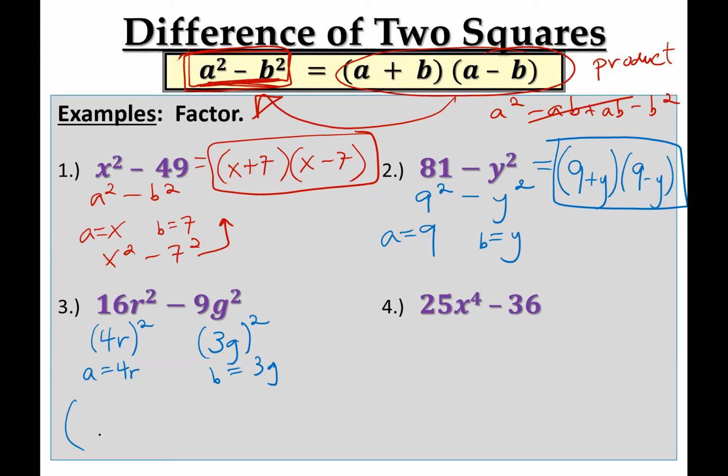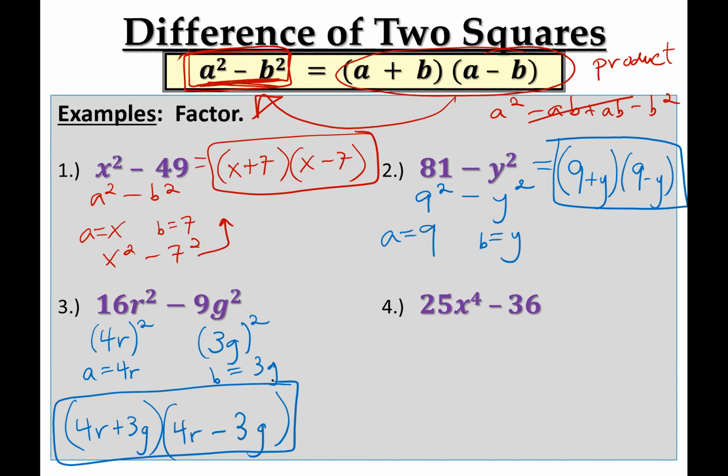So set up your parentheses, 2 parentheses. Remember, we're always coming back to this formula, this pattern, a plus b, a minus b. So in this case, it would be 4r plus 3g, and then 4r minus 3g. And that's your answer. If you checked it using FOIL, you'd have these outside and inside terms canceling out. You'd get minus 12rg and plus 12rg. And that's why we wouldn't get a trinomial answer with 3 terms. We would just get a binomial answer with 2 terms.